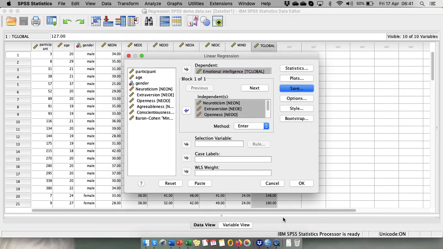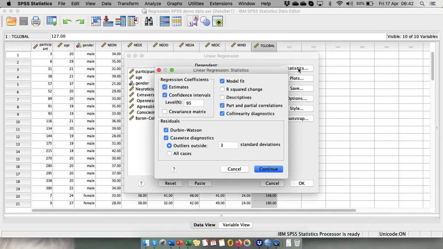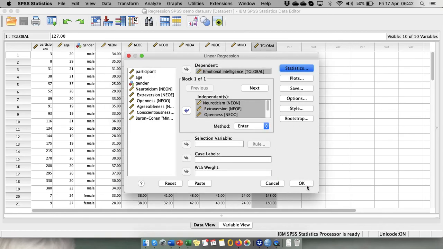So now our regression model is set, and we're checking for all the assumptions as part of this regression. Let me just check that we selected everything we wanted. Yeah. Press OK.